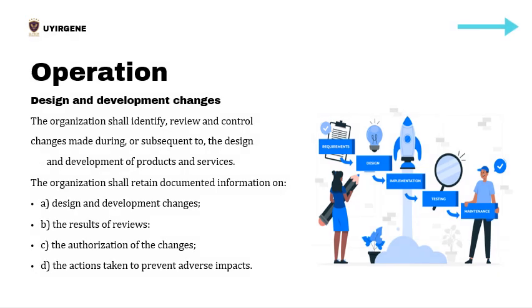Design and development changes. The organization shall identify, review and control changes made during, or subsequent to the design and development of products and services, to the extent necessary to ensure that there is no adverse impact on conformity to requirements. The organization shall retain documented information on design and development changes, the results of reviews, the authorization of the changes, the actions taken to prevent adverse impacts.